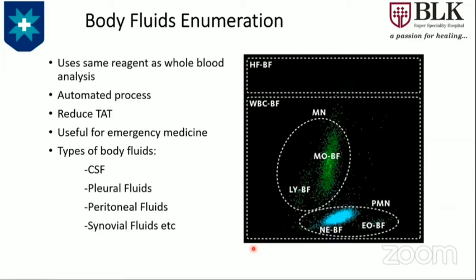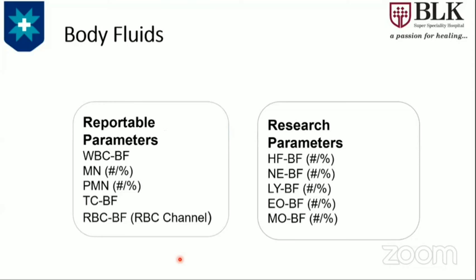Body fluid enumeration on hematology analyzers is able to give you quick information about the cell populations within the body fluids, which include CSF, pleural and peritoneal fluids, and of course synovial fluids, etc. There are various reportable parameters already available on body fluids, which include the WBC differentials, including the mononuclear cells and the polymorphonuclear cells, the total count, and of course the RBCs from the RBC channel.